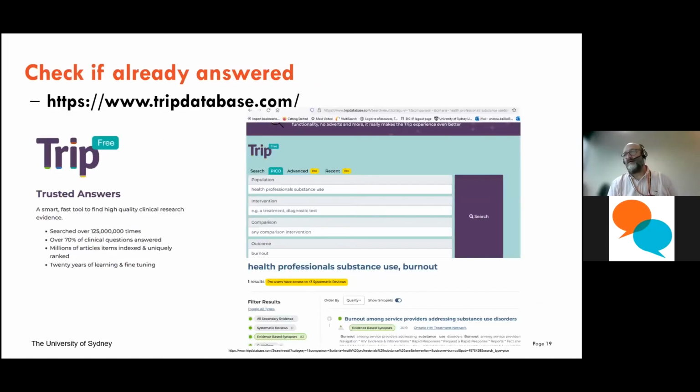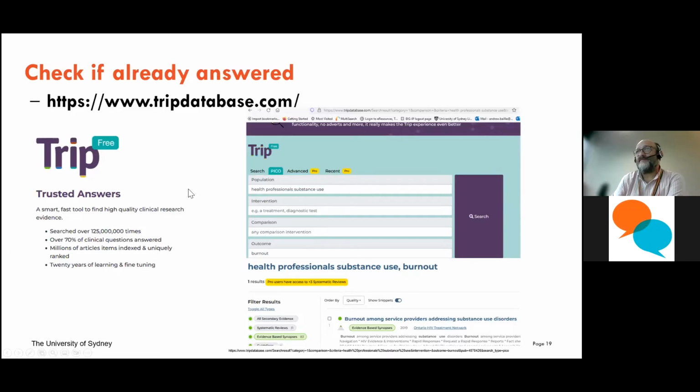So in trying to do that, we can then check if that question has already been answered. And one of my favorite tools, there are lots of different tools out on the web. Some people like using PubMed. I quite like using Trip. And so I've taken the example of how do we prevent burnout in health professionals who work in a substance use field, and I put that into the PICO search part of the Trip database.